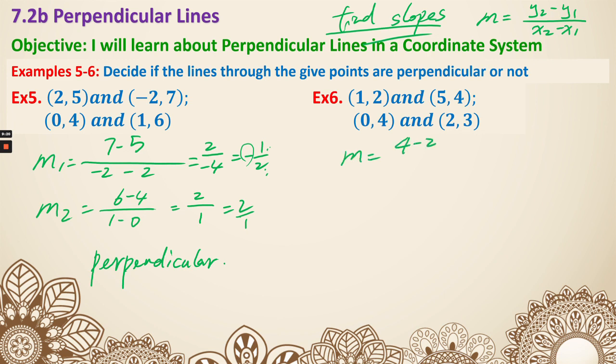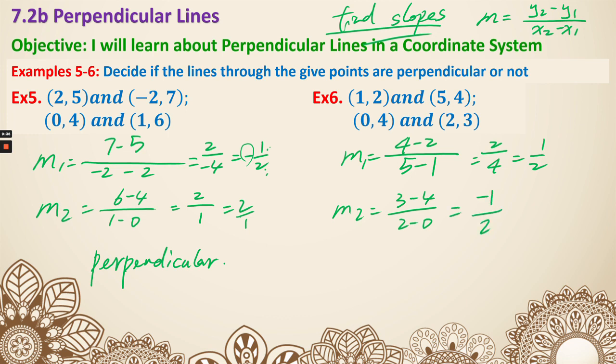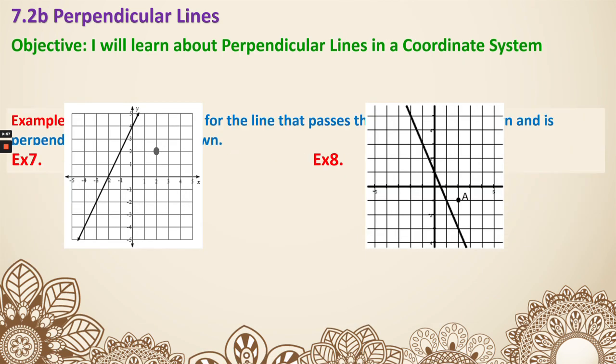m equals 4 minus 2 over 5 minus 1. That gives us 2 over 4, which is 1/2. The second line, m2 is 3 minus 4 over 2 minus 0. That is a negative 1 on the top and a positive 2 on the bottom. So that gives us negative 1/2. Yes, we have one positive, one negative, but they were exactly the same fraction. It's not reciprocal, so that means they are not perpendicular. That's example 6. Example 7 and 8.